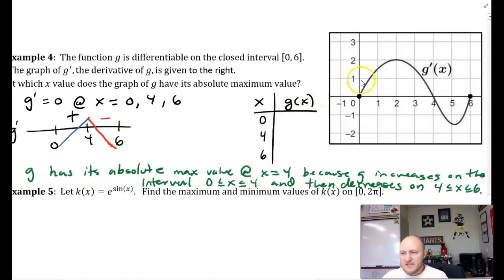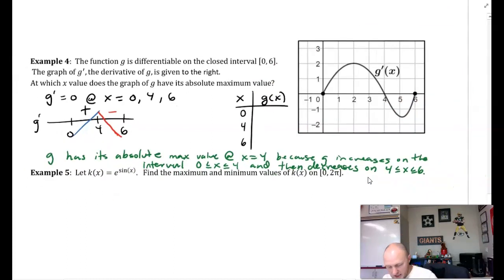Note, I'm not referencing g prime here. They're not asking about a relative maximum. If they were asking about a relative max, then our justification would be g prime changes signs from positive to negative at x equals 4, okay? But here they're asking about the absolute maximum value, so you have to use a little bit of critical thinking here, and especially with your explanation, okay?